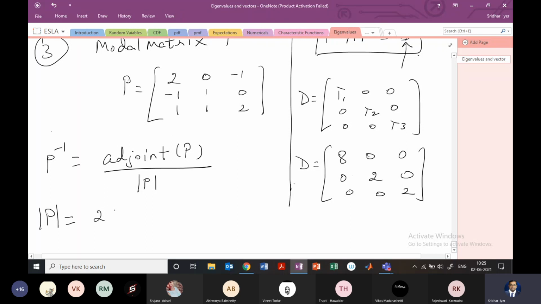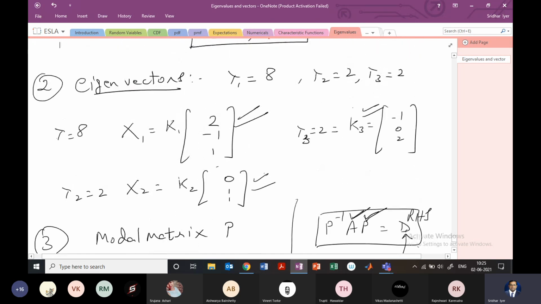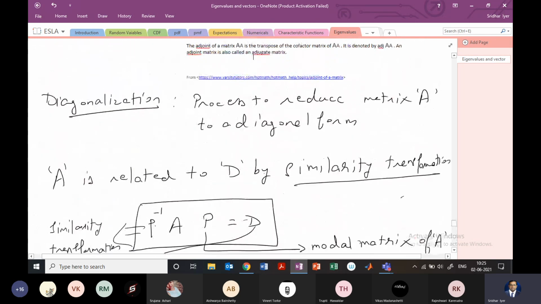So we'll have 2 into (2 minus 0) minus 0. I'm not going to write any value. And then the third value, negative 1 into (negative 1 minus negative 1), right? So this will be 4 plus 2. Therefore determinant of P is 6, right? So we have already found the determinant, 6. The only thing we need to now find is the adjoint of P, right?